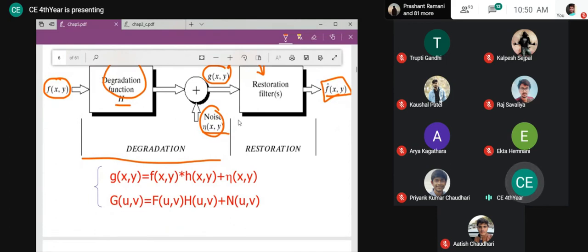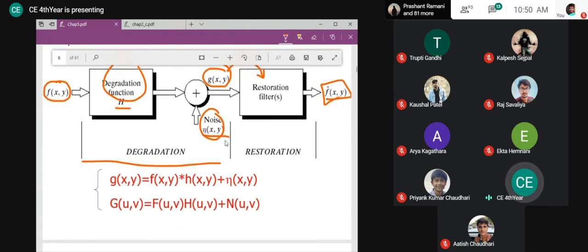So finally, how to obtain g of xy? G of xy is obtained using this equation. What is it? My original f of xy and some function is applied over here. This is convolution. It is not multiplication. It is convolution. Convolution, you know, that smoothing. If you remember for the smoothing, what was that convolution? What was the concept of convolution?